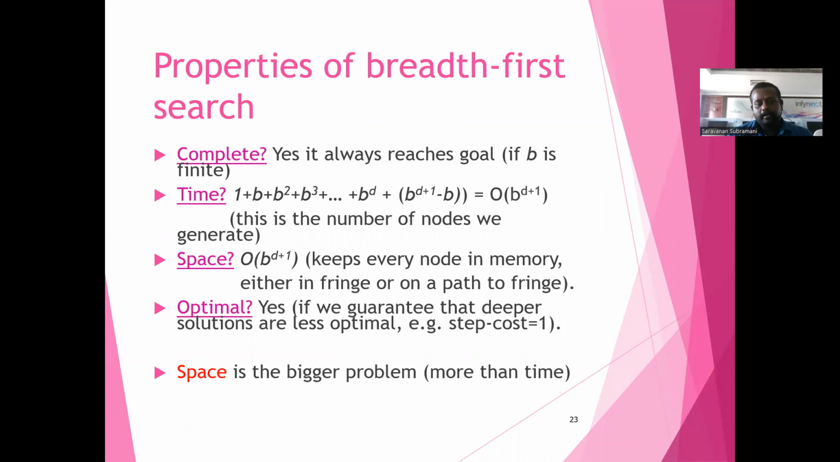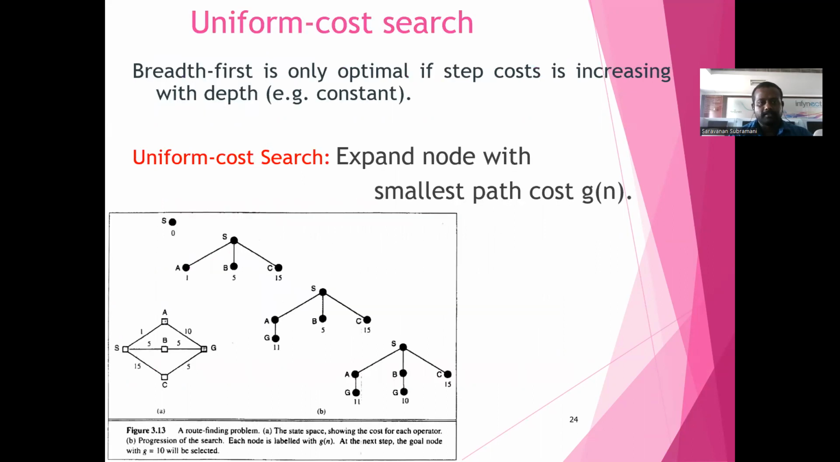Okay. And according to optimality, yes, it is optimal if we guarantee that the deeper solutions are less optimal. Example, the step cost is equal to 1. For each step, it counts the value by 1. So space is the bigger problem in breadth first search, because as the number of nodes increases, automatically the node storage increases. So that is a disadvantage of breadth first search.